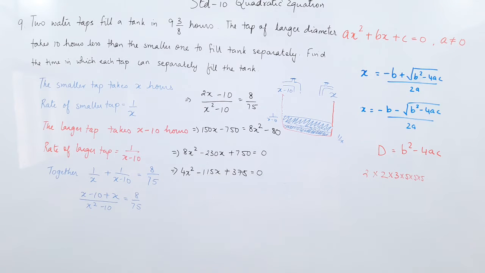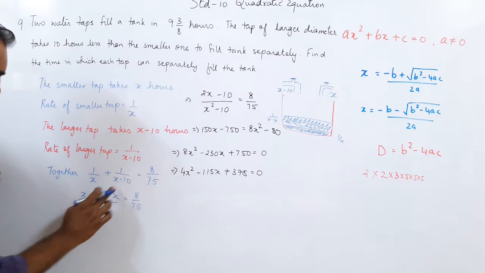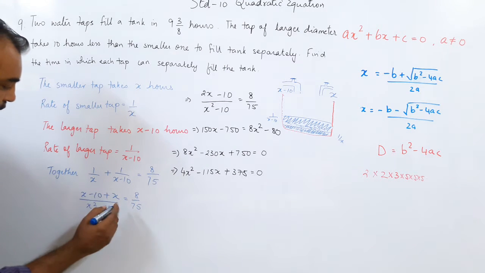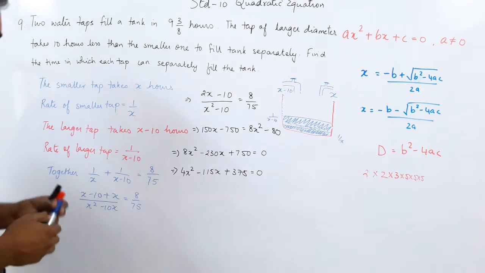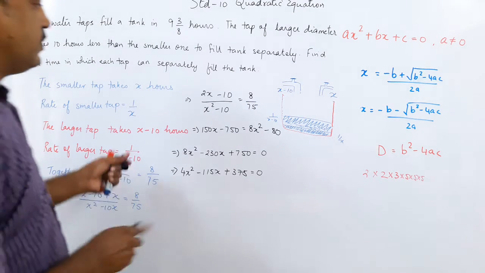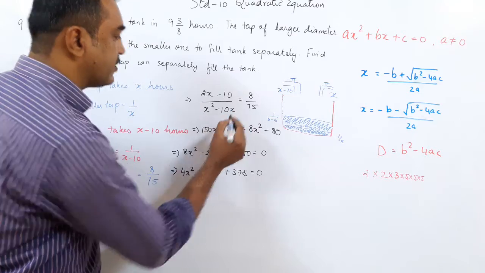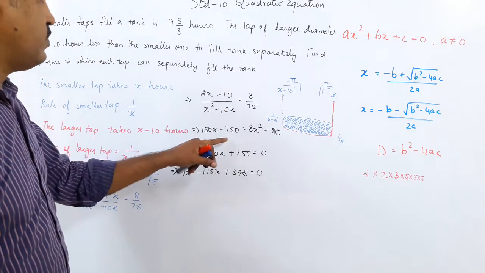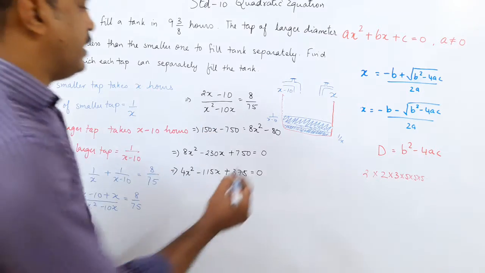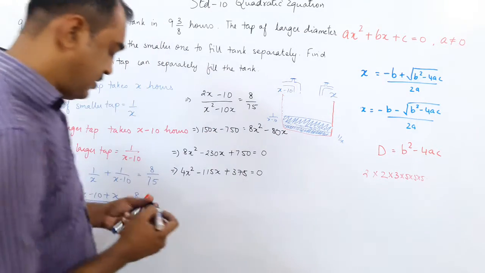Sorry, there has been a mistake here. The mistake is spotted. X into x is x square. X into minus 10 is minus 10x. So we'll have to change this equation. This has to become minus 10x. So now this will become 150x minus 750 equal to 8x square minus 80x.